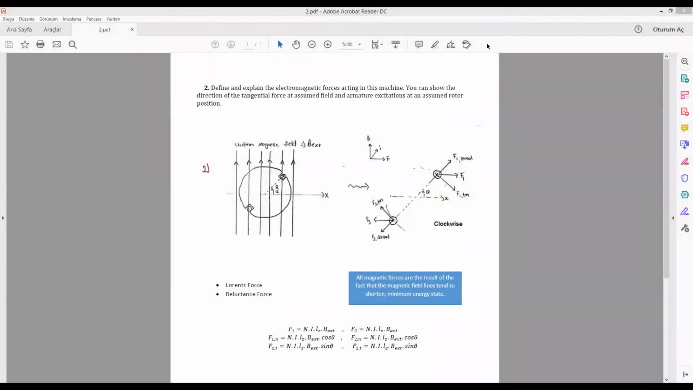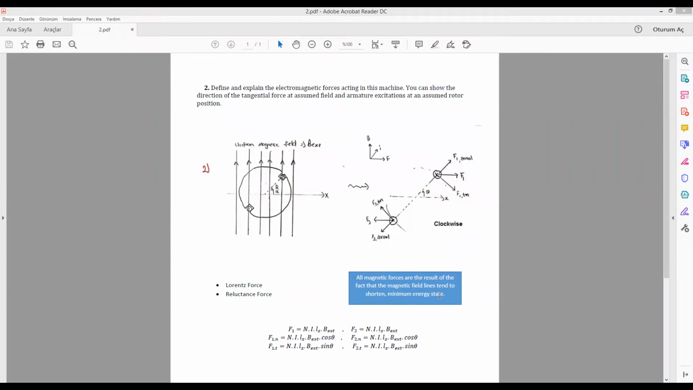In the second question, we can identify the types of forces in two groups in the DC machine: firstly, the Lorentz force, and the reluctance force. At this point, we need to say all magnetic forces that we have are the result of the fact that the magnetic field lines tend to shorten to a minimum energy state.